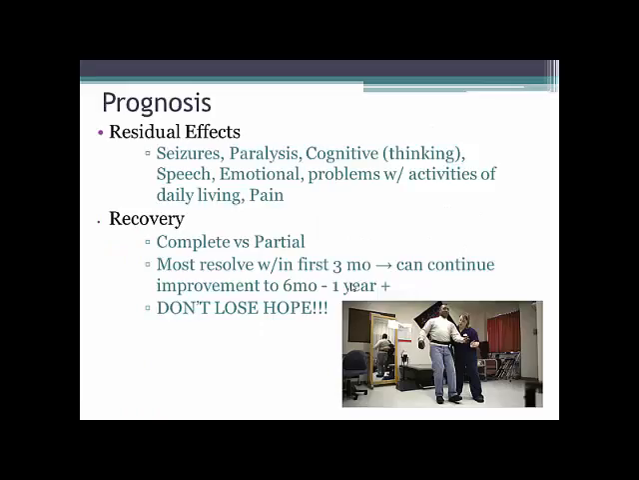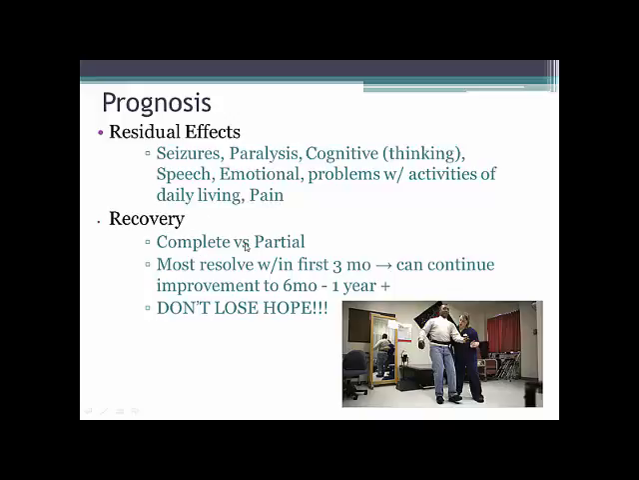Okay, so let's talk about the prognosis of stroke. There may be some residual effects of having a stroke, in particular if it's surpassing that time frame of 3 to 4.5 hours. Certain effects can be seizures or abnormal electrical activity of the brain, paralysis or loss of movement of one side of the body, for example, cognitive or thought issues, memory issues, speech issues, emotional issues, problems with daily activities of living, such as eating, swallowing, moving around, using the bathroom, etc. It may lead to pain as well.